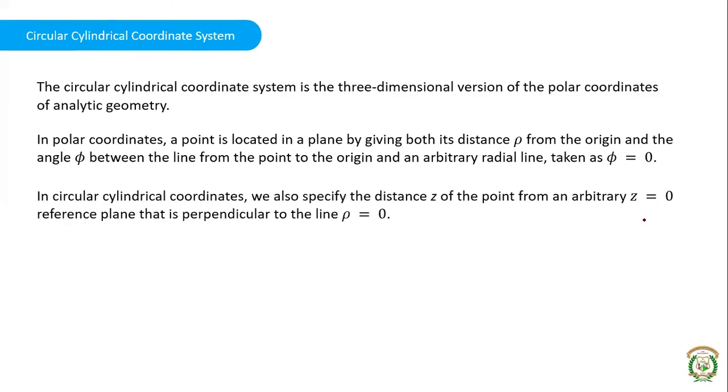So in this three-dimensional version, the cylindrical coordinate system or circular cylindrical coordinates, along with the radius r or rho and angle theta or phi, we also specify the distance z of a particular point from an arbitrary z equal to 0 reference plane. Wherever it is, it is aligned along the origin of your coordinate system. So this plane is perpendicular to the line rho equal to 0. If I say this, you will not understand without showing you the pictures, right?